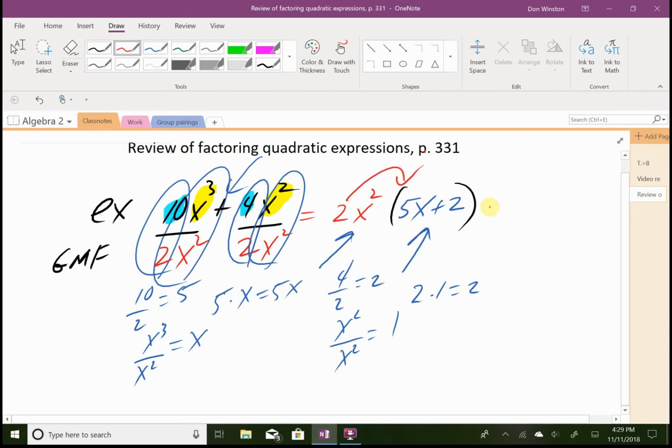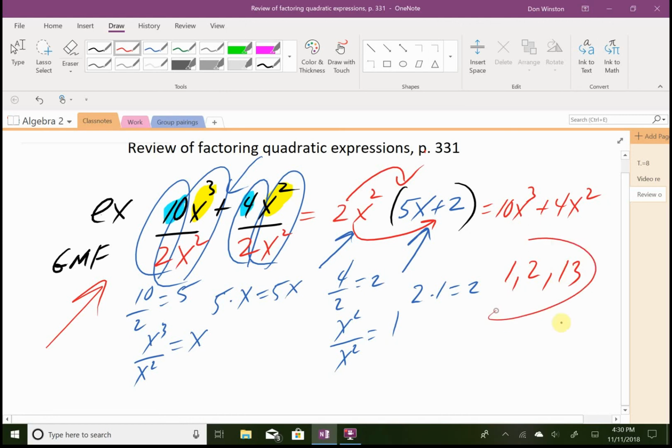2x squared times 5x is equal to 10x cubed, and then 2x squared times 2 is equal to 4x squared. Okay, so that's factoring. The problems that you'll have on page 331 where you'll be factoring like this would be problem number 1, problem number 2, and problem number 13. Okay, so do those problems, review this video, and you should have no problem.